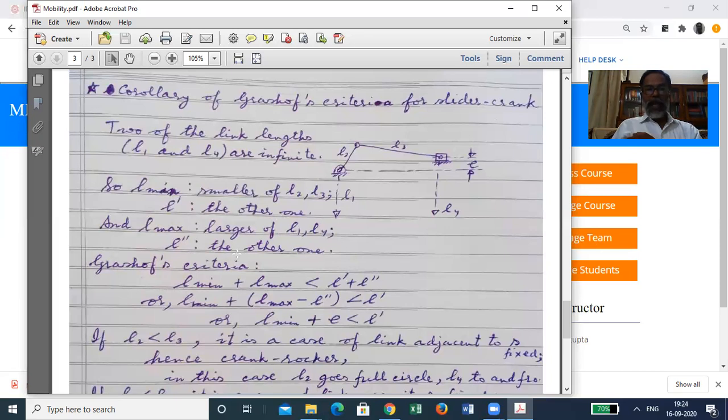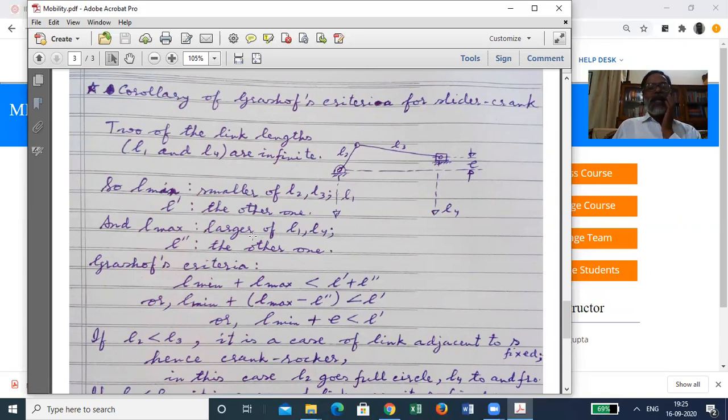Now what you do, L double prime is the smaller of the two infinite links. Take it on the other side. Now you have L max minus L double prime. We don't know how big this is, we don't know how big this is. Both are indefinitely big, but we know their difference. And now the condition for full circle rotatability will be this: L min plus E is less than L prime. That means out of these two, whichever is the smaller, plus this eccentricity or offset should be smaller than the other finite link length.